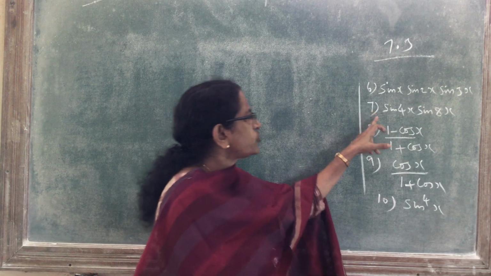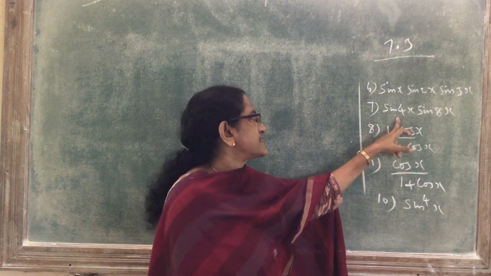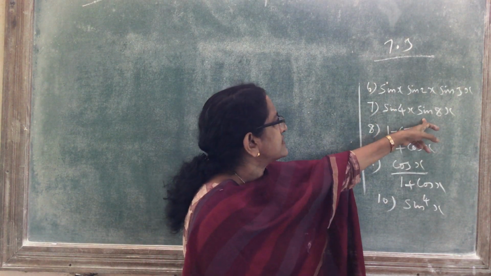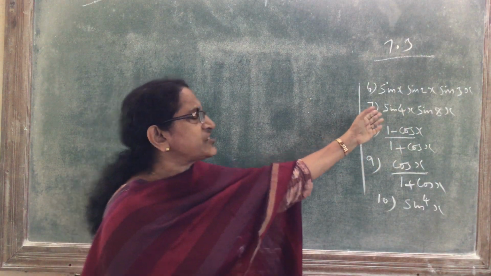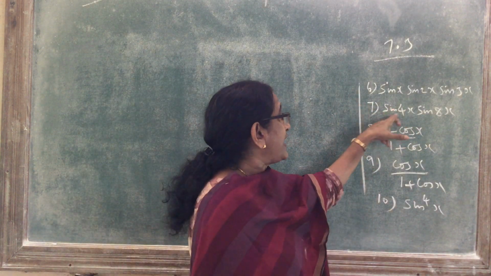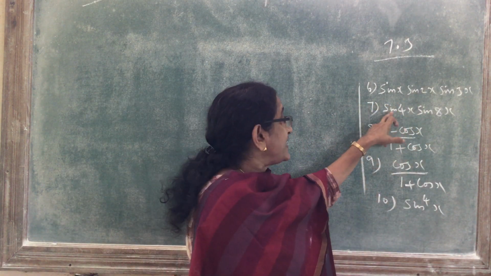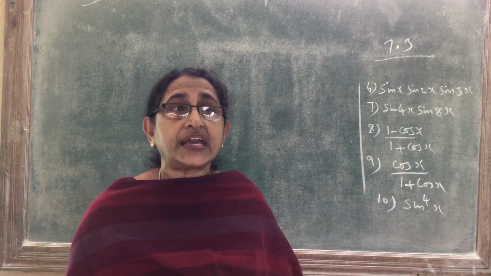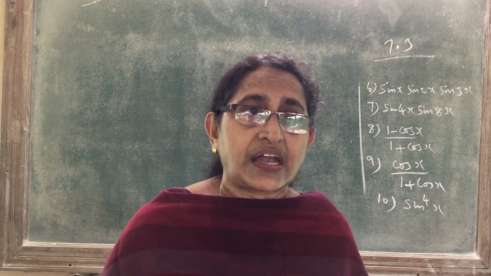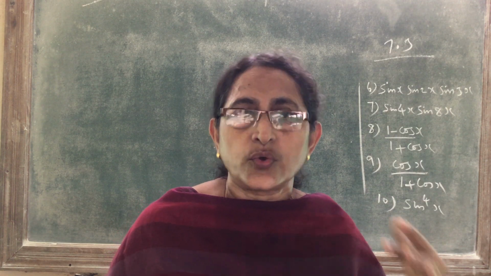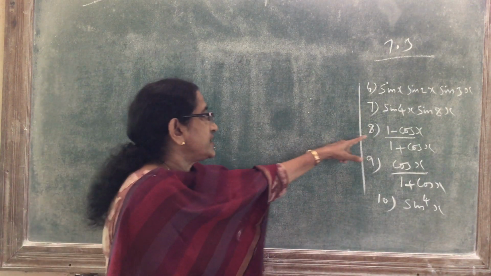Now next, the 7th one: sin 4x, sin 8x. Which formula do we have to use? 2 sin a cos b. Sorry, 2 sin a sin b. What is 2 sin a sin b? Cos a minus b minus cos a plus b. Apply that identity and you can do it. That you do. Next, the 8th one.